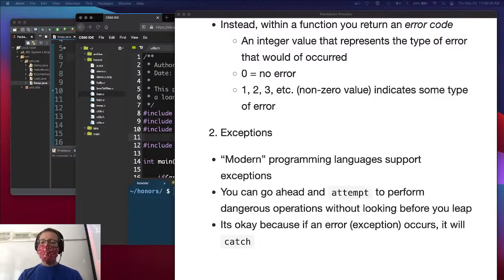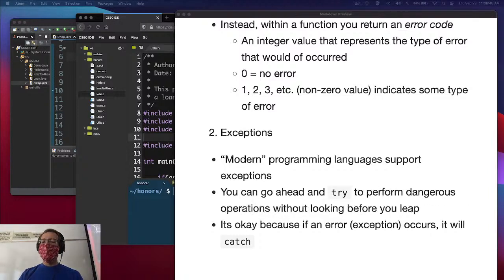You can go ahead and attempt to try to perform that dangerous operation. And it's okay because if an error occurs, it'll catch you when you fall and then put you back up and then let you decide what to do, right? You use the keywords try, catch to do this, right? All right, so those are two basic approaches in each programming language.